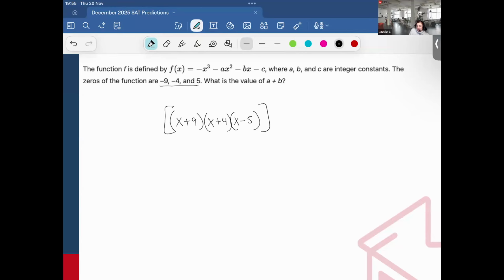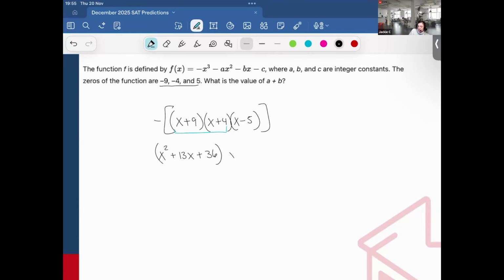So if we look at it, it's like this with a negative sign. Okay, so then what can we do? Then we can factor out and expand. So first I would expand these two here. So this would be x squared plus 4x plus 9x, so plus 13x plus 36.